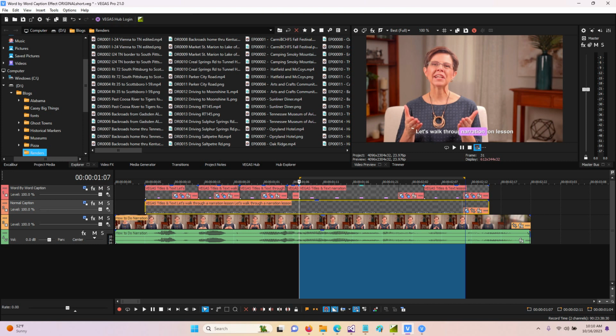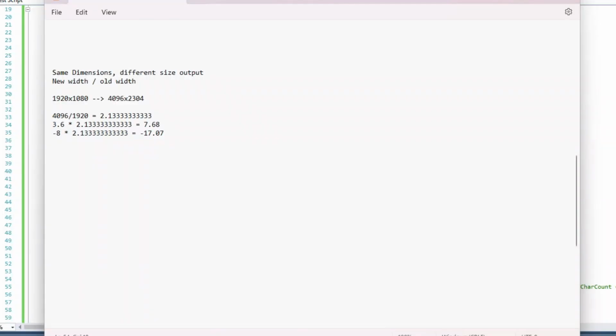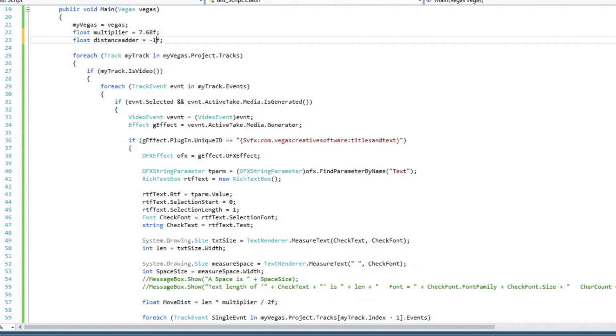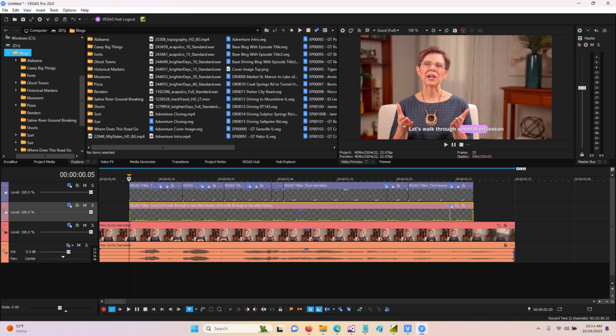So what number should we be using for this resolution? Well, in this case, we have the same dimensions, but a different size output. So we're going from 1920 by 1080 to 4096 by 2304. So we want to do the new width divided by the old width, which is 2.133333. Multiply 3.6 by that number and we get 7.68. And then we multiply negative 8 by that number and we get negative 17.07. Save this and run it again. Let's walk through a narration lesson.